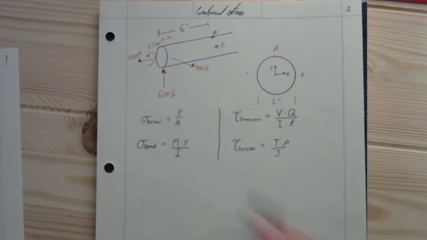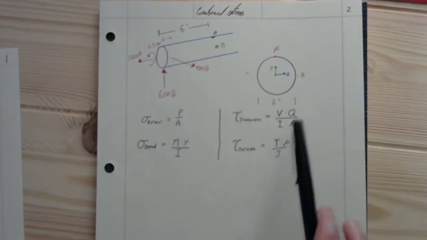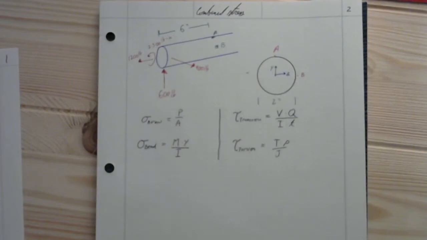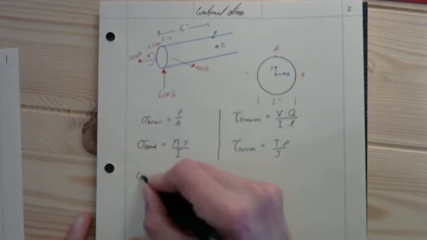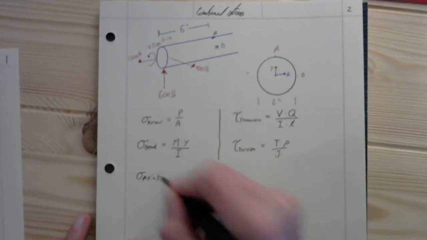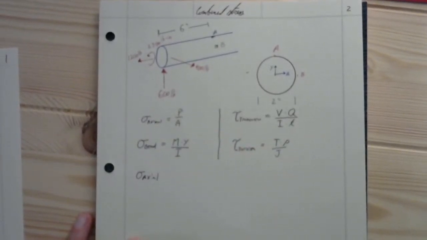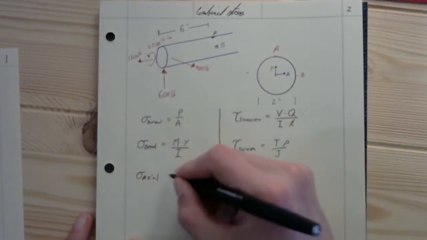So you're going to need to consider all four of these equations in order to determine the stress at any given point. Let's determine what these are so that we can simplify them when we plug in our values for where A is and where B is. So let's start with the normal stress caused by an axial load. That'll be very easy because it results in a uniform distribution of load.